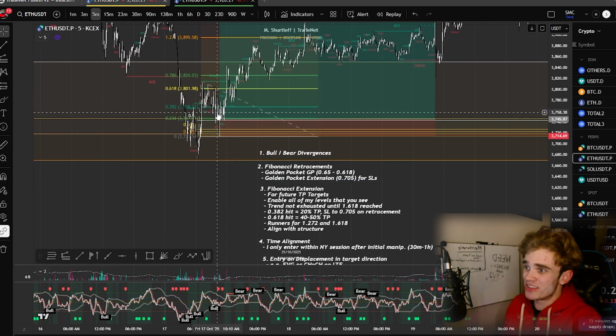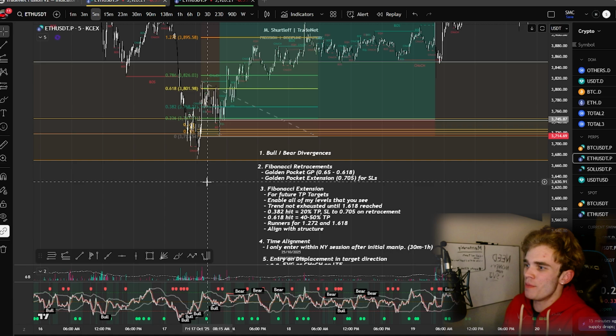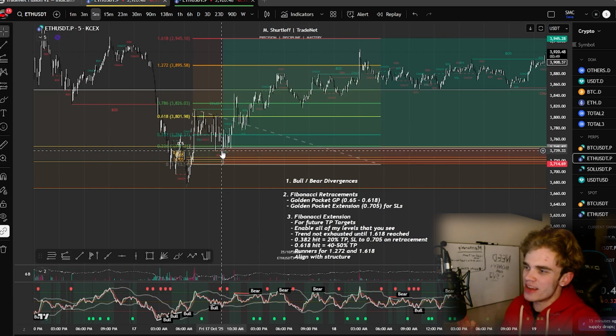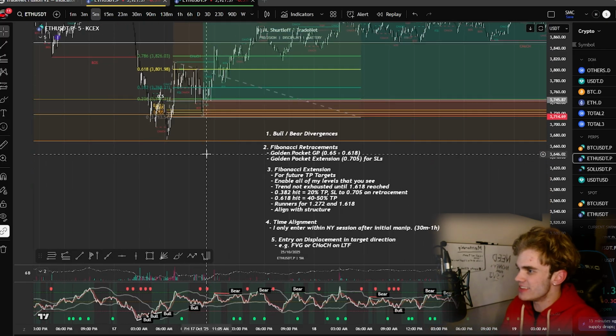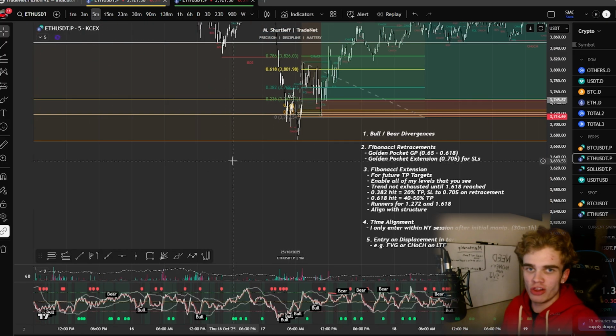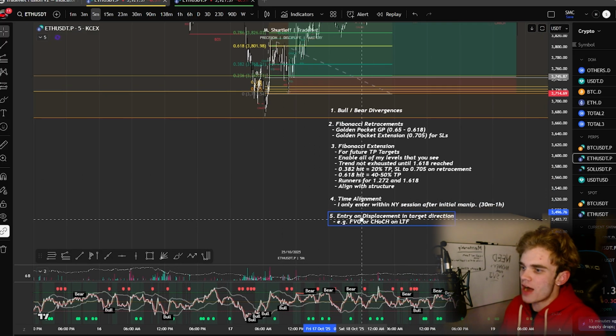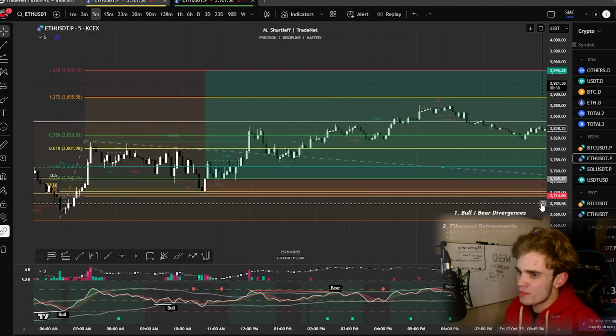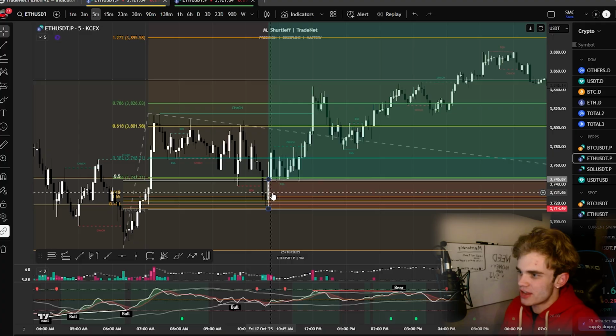So this setup was actually an A+ setup because we just so happened to get that internal structured GP sweep right after the initial manipulation phase of New York session. So that is A+ for me because it's matching all of my confluences. And then 5, final entry on displacement in target direction, which we did get here. I'll zoom in once again. We got that to the upside after that GP sweep.